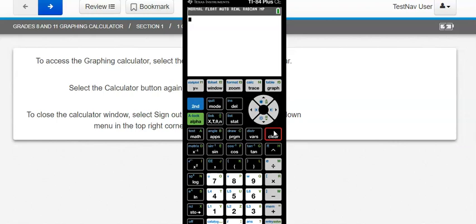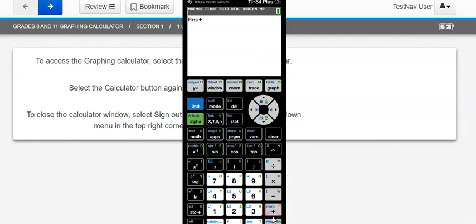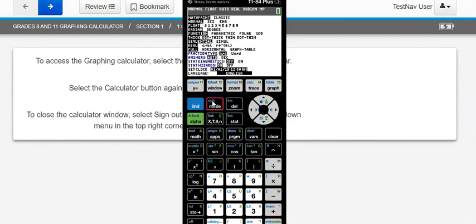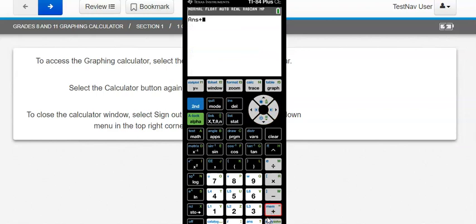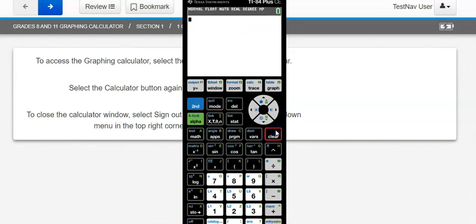To do that, you're going to hit the mode button, and then you're going to scroll down, I think, just twice. It's the third one there. See how radian is blinking right now? Scroll over to degree and hit enter. Oops, I missed. So mode, over to degree. Did it again. There we go. And then you can just hit second quit. Now it's in degrees. Okay?